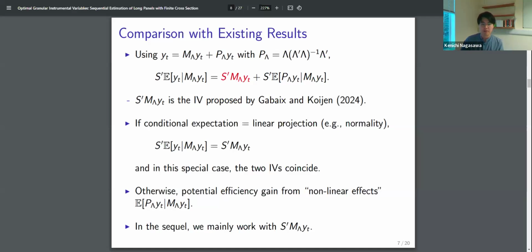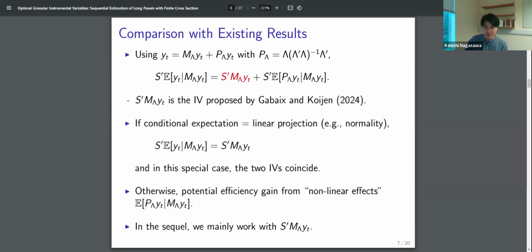But if you are outside of this special case, then there's a potential efficiency gain by including the second term of what we characterize as the optimal instrument. So if you just apply the IV of Gabaix and Koijen, you're potentially leaving some efficiency gain on the table. That's the first main finding of our paper.